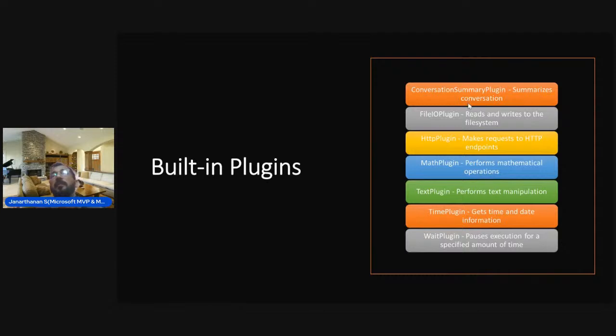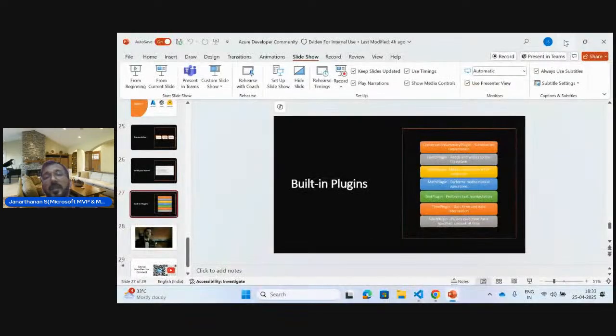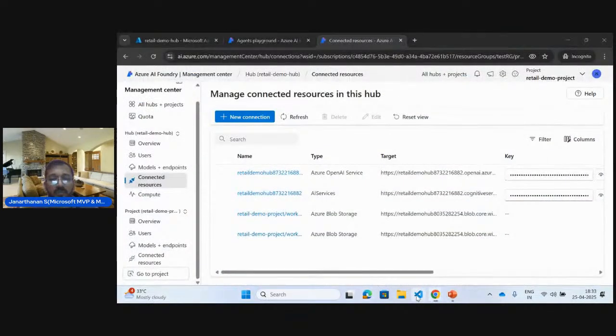For any file management system, you can go for the file IO plugin. And if you want to make any type of HTTP request to an endpoint, you can go for the HTTP plugin. For mathematical operations, there is a plugin known as the math plugin. And for text-based operations, we have a text plugin. For time-related concerns, we will use the time plugin. And if I want to wait before any type of response for a fraction of time or a few seconds, I can go for the wait plugin. So let's see this particular code approach.